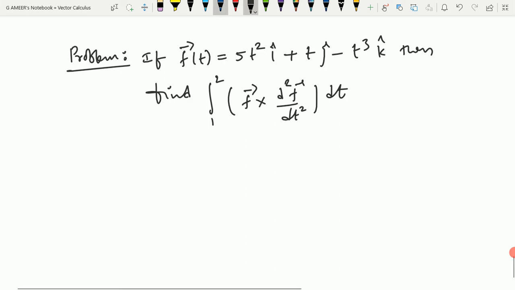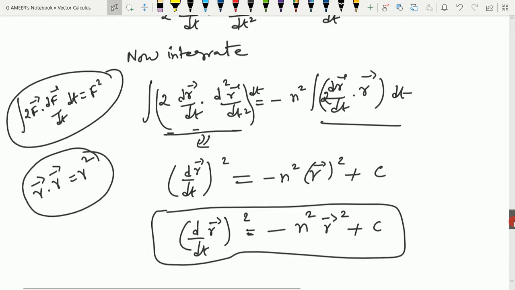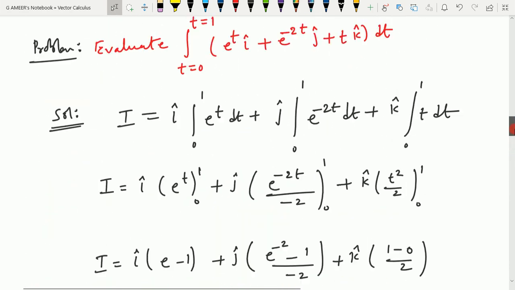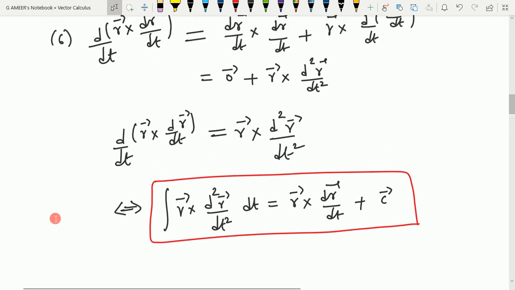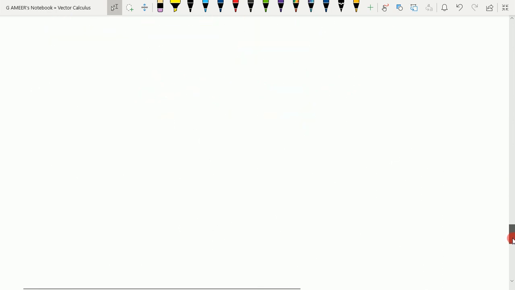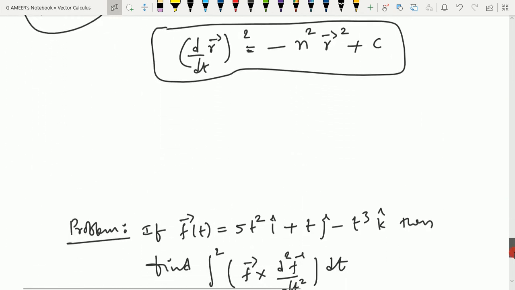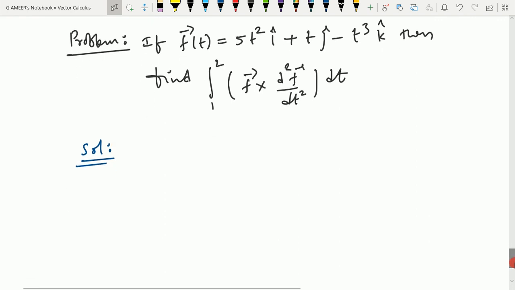So then again I will use the standard result. What is the standard result? If we go through our standard results, the standard results for the cross product I have written here. Yeah, this is the standard result: r cross d square r by dt square, function cross product with second derivative. That integration will give function cross product with only first derivative. So with this result, what I will be having here.